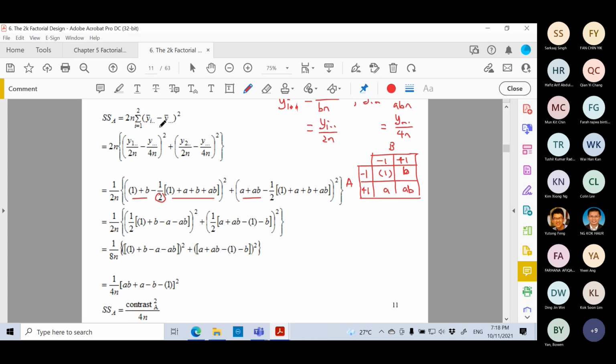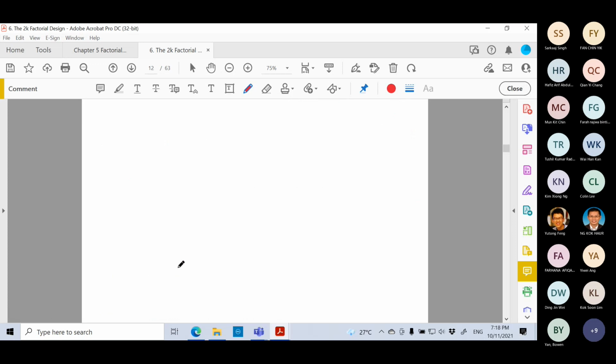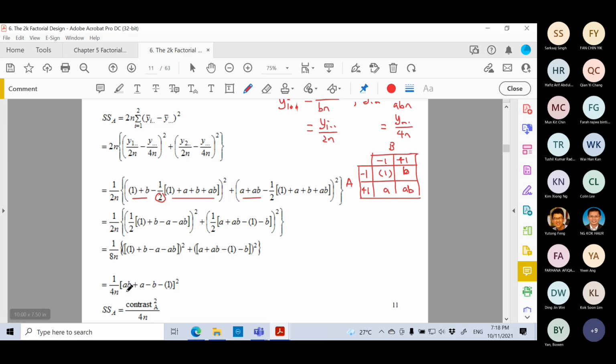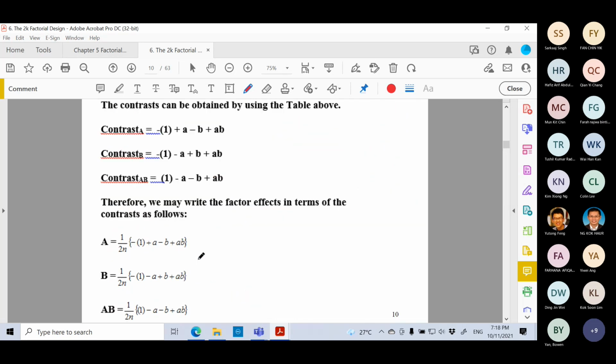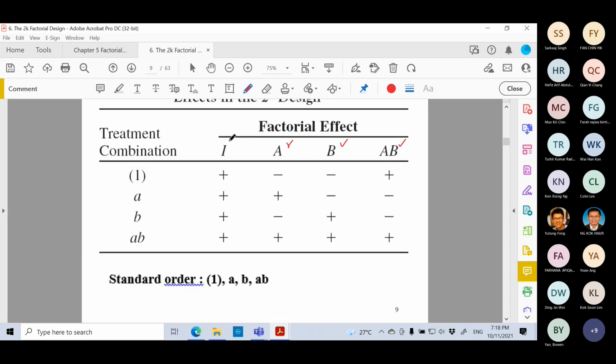Instead of using this formula to calculate, we can have the following one. I need you to see from here. This thing is for factor A, and this one refers to the contrast. The contrast for factor A will be A minus B minus 1. This will be similar to what you had in the previous one, the contrast. So how do you get the contrast? The contrast is obtained from the table here. For factor A it is -1 plus A minus B plus AB. So you can get your contrast directly.